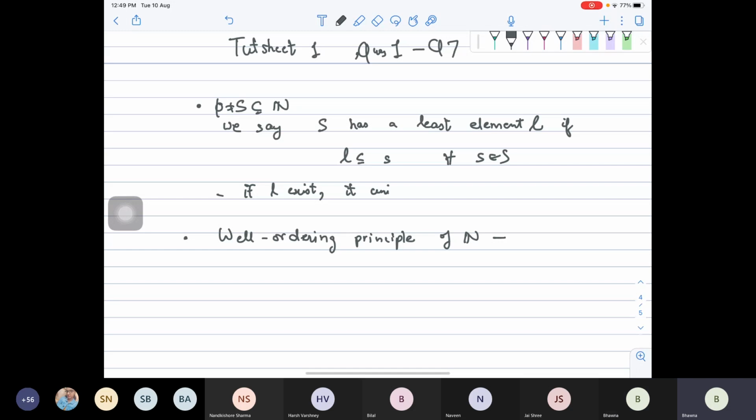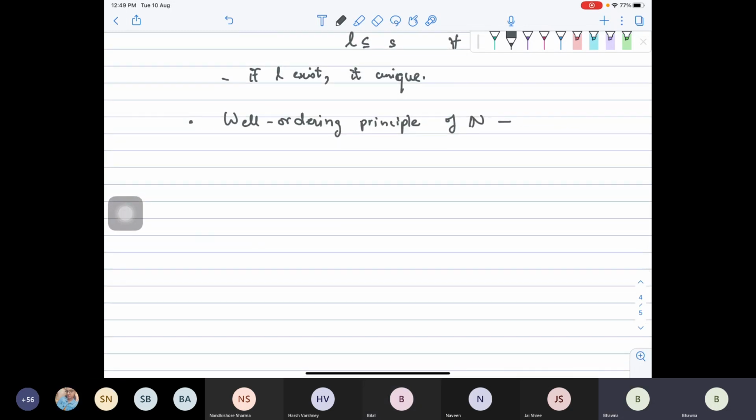The well ordering principle just says that if I take any non-empty subset of N, then it will always have a least element. Every non-empty subset of N has a least element.